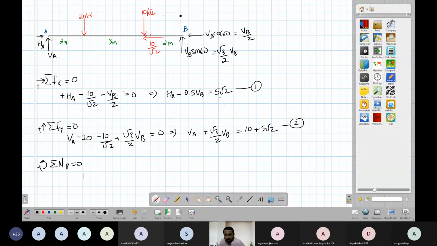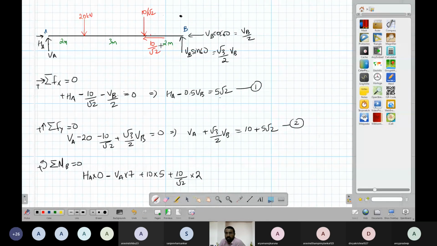So the moment of HA is HA into 0. Then VA into 7. VA into 7 is clockwise, so it's minus VA times 7. Then 10 times 5, which is 3 plus 2, 5. That is anti-clockwise, so plus 10 times 5. Then 10 by root 2 times 2 is also anti-clockwise, so positive.